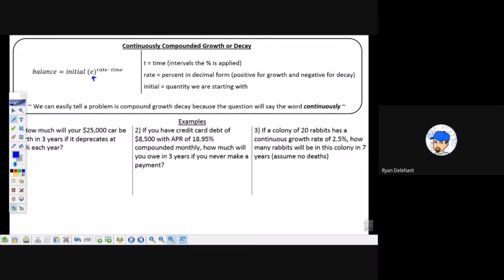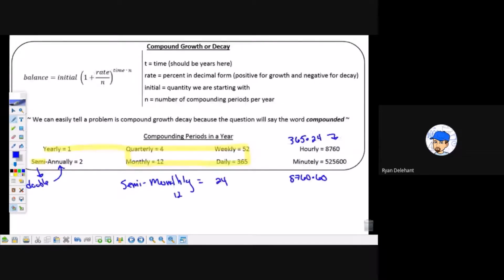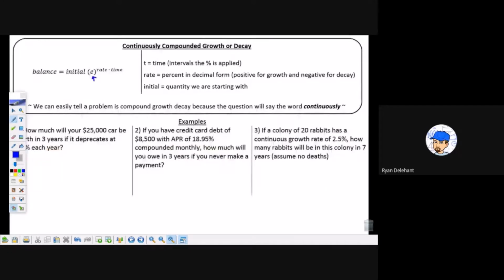What we find out as we start compounding more and more is that when you get into like minutely and secondly and stuff like that, you don't start seeing a difference because the change becomes so minute that you don't really see it anymore. And that limit that we approach is actually this number E right here.